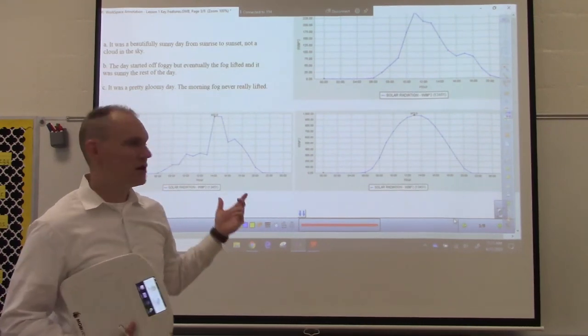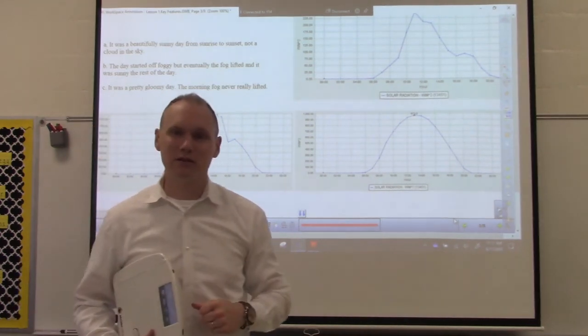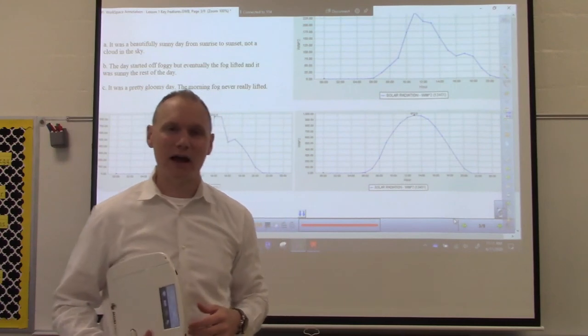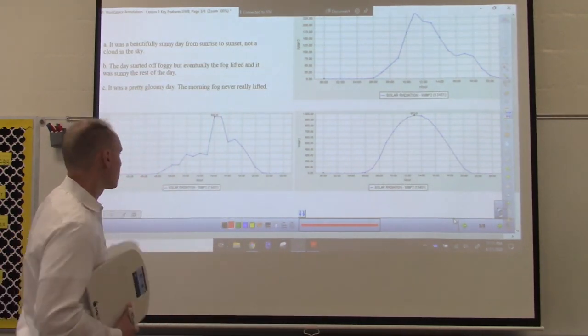So we can't just compare these graphs as if they're all the same, we've got to pay attention to the scale. And that's a really important habit of mind to have as you analyze graphs and compare them.